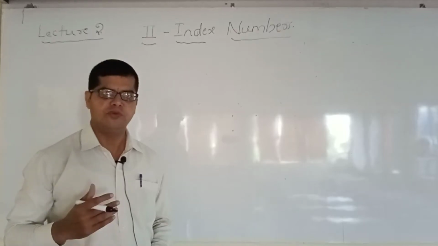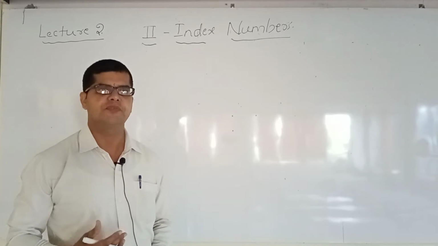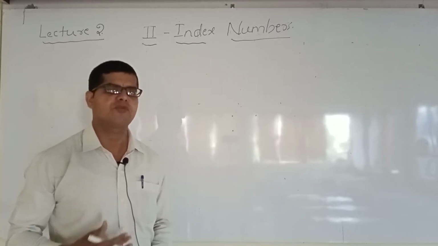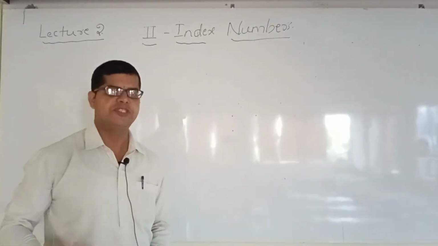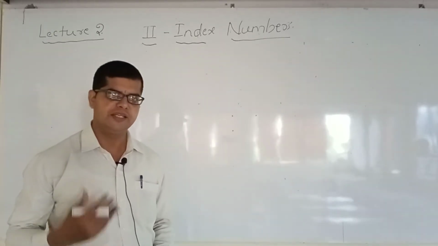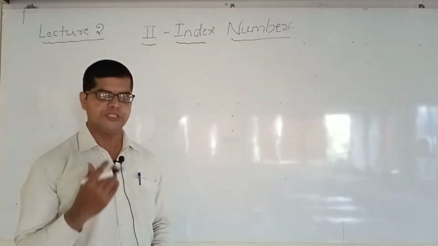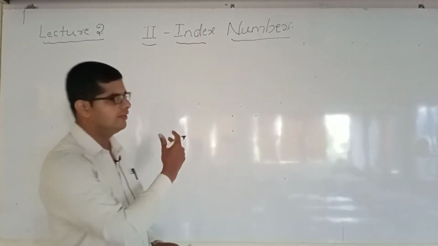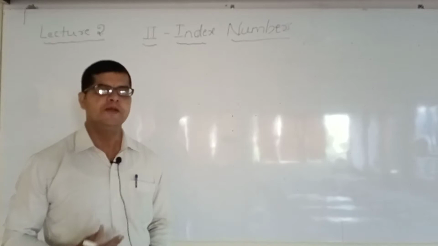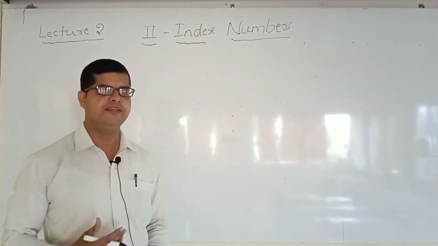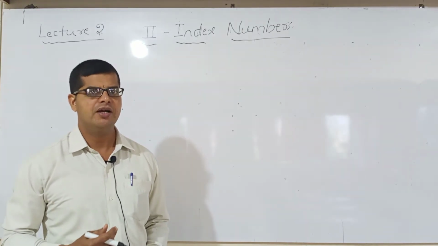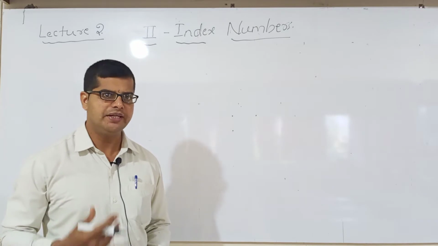So hoping that you know the meaning of index numbers: statistical devices designed to measure the relative change in the variable or phenomena or group of variables. And all these changes are due to time, profession, income, or geographical location. So this relative change we find by applying this statistical tool, which is called index numbers. In this video we discuss the classification of index numbers, features of index numbers, and advantages of index numbers. At the end we conclude by discussing limitations of index numbers.